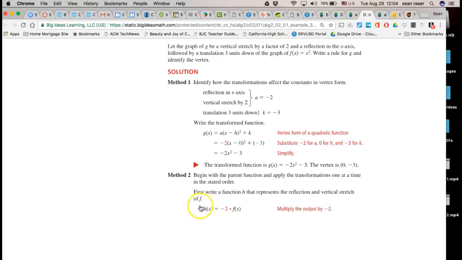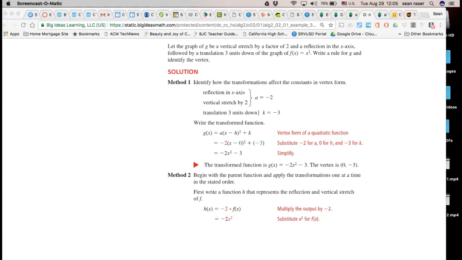So what that means is we're going to write a function that's just -2 times our original function. Remember, this is just like we did with linear functions. We write it in terms of our function symbol first, and then we plug in. Now we're just going to take x squared and plug it in for f of x, so we get -2x squared. Now remember, that's just applying our first set of transformations.